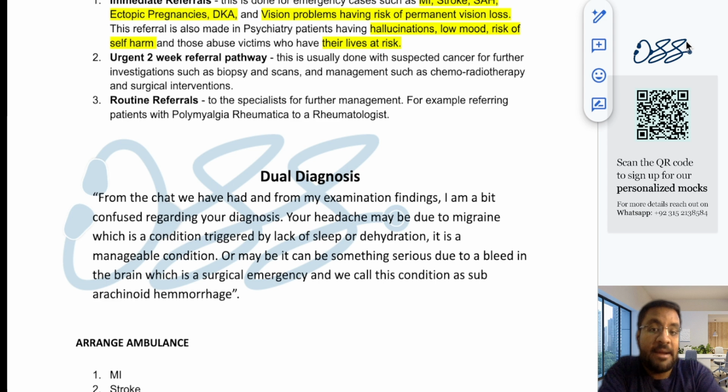But the dual diagnosis thing that I'm going to teach you right now is just for damage control, so that instead of getting a zero in the management, let's try to get at least 1 or 2 marks, just to give myself some chance. Let's suppose there's a patient with headache, and you are really confused whether the patient is having migraine or a subarachnoid hemorrhage. These are two completely different diagnoses. One is a non-emergent or elective case, the other is an emergency and a life-threatening case.